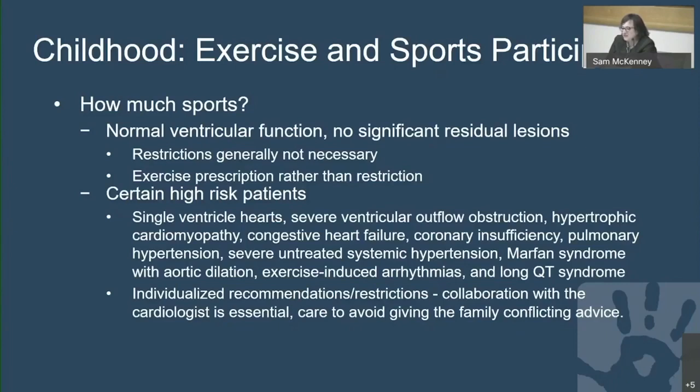It's not that these children absolutely cannot participate in exercise. However, they generally need individualized recommendations and sometimes some restrictions. And so I think these are the category of patients in which collaboration with the cardiologist is essential. But it is important that we be careful not to give conflicting advice to the parents.